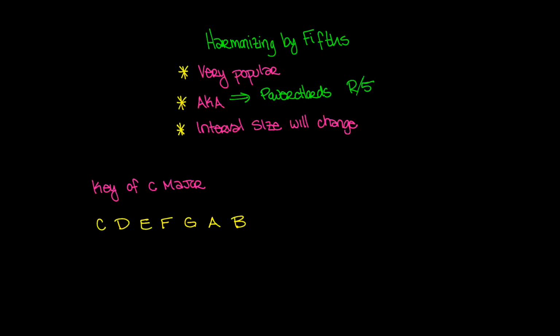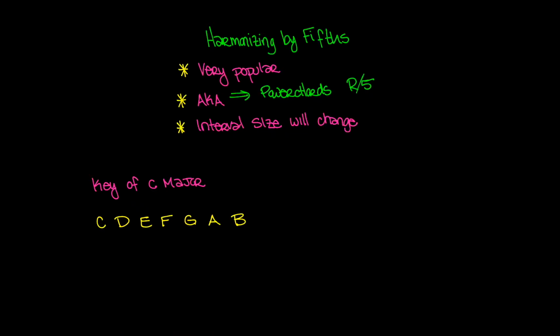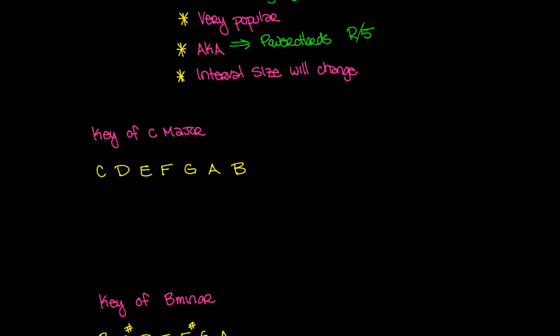And the interval size for these is going to change. Now, power chords do not change, but the interval size in general will change when harmonizing by fifths. We're going to see why, what that disparity is, okay? So let's look at an example here. So the key of C major.